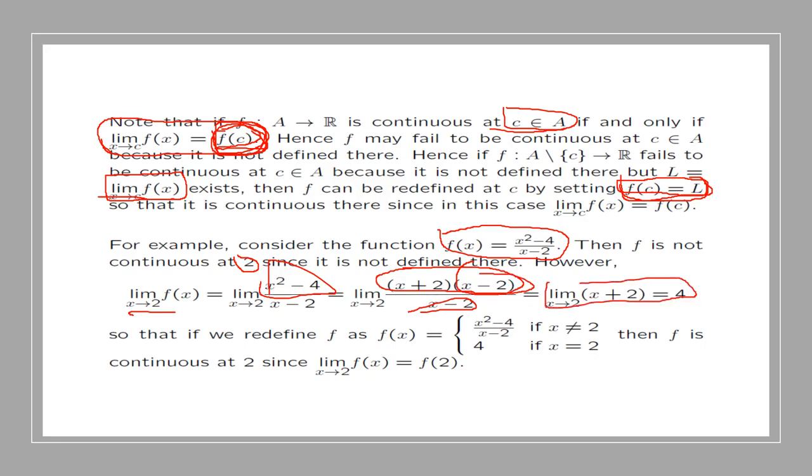So you can redefine f to be the function that we have before if x is not equal to 2, and then you set it to be equal to 4 if x is equal to 2. Then the function will be continuous at 2, since the limit as x goes to 2 of f of x is equal to f of 2. So you have redefined this function to be continuous everywhere.